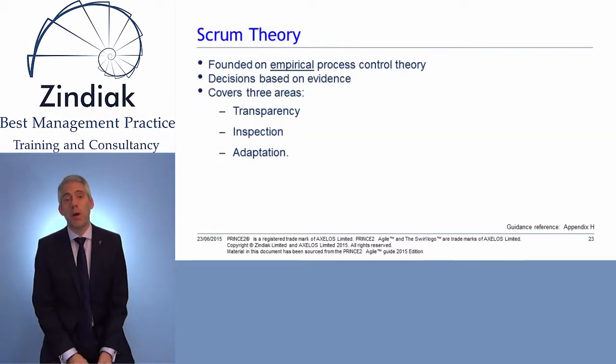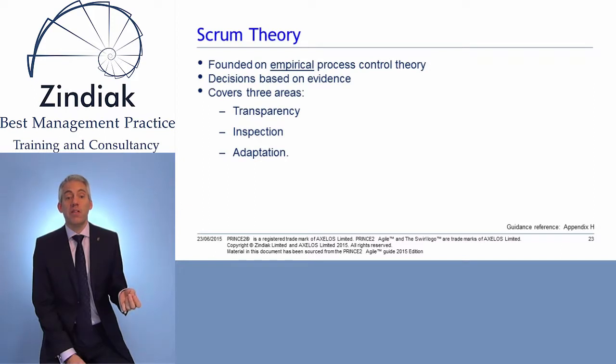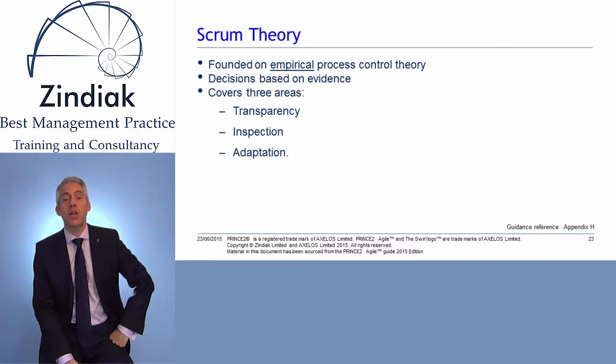The first and probably most important thing to understand about Scrum is Scrum Theory. It's founded on empirical process control theory. That is, it's based on evidence. It's not based on gut feel. It's not based on intuition. It's based on empirical evidence. It covers three areas: transparency, inspection, and adaptation. And the two key concepts that support transparency are a common language and shared definition of done.